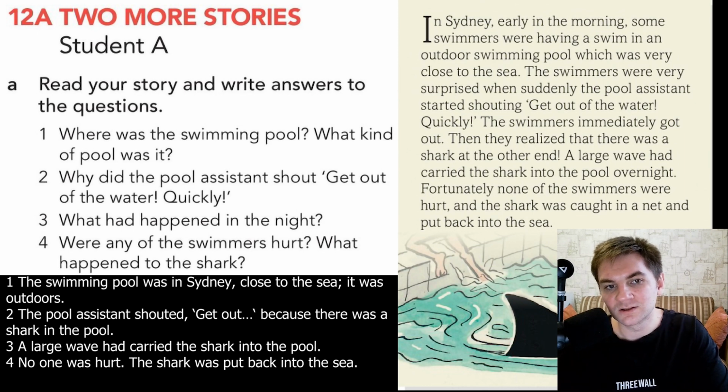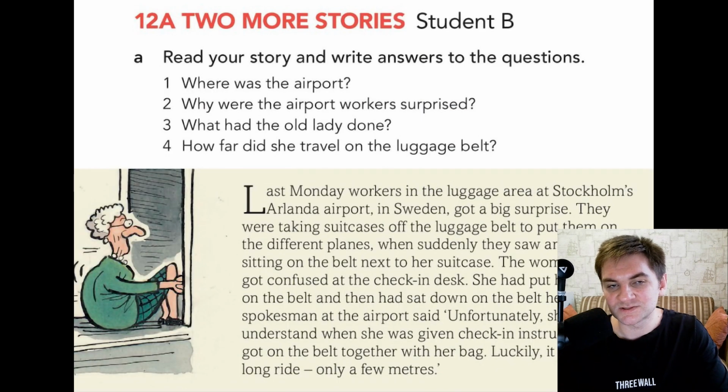And number 3. What had happened in the night? A large wave had carried the shark into the pool. And number 4. Were any of the swimmers hurt? What happened to the shark? No one was hurt. The shark was put back into the sea. And that's all. That's your story. Let's move on. So, story 2.